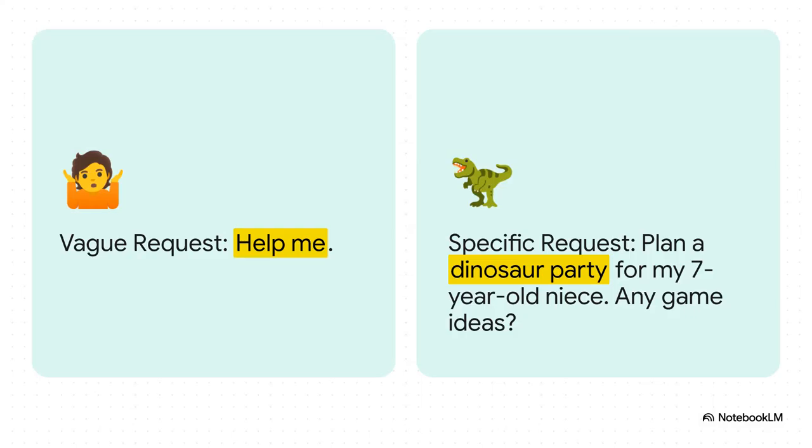But just look at the difference here. Help me gets you crickets, nothing. But asking for help planning a dinosaur party for your 7-year-old niece? Now we're talking. You've given it background, a goal, juicy details. It's like asking a friend for help. Now it can give you some amazing, super specific ideas. And that simple shift, it's everything.